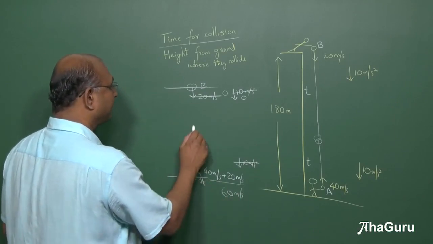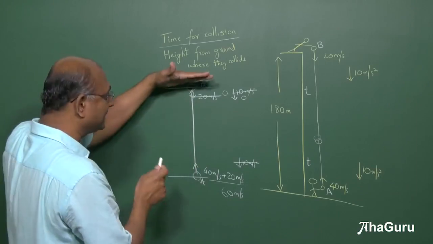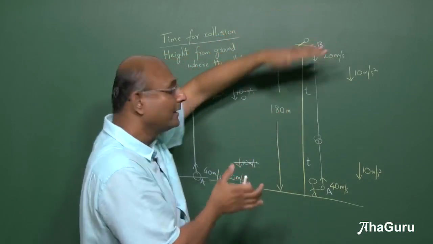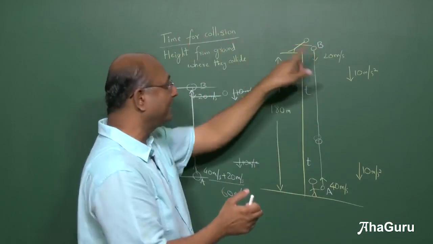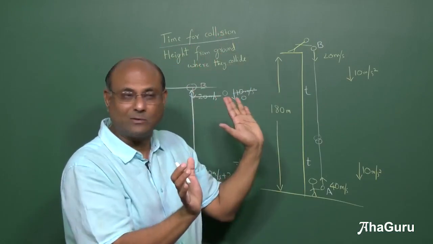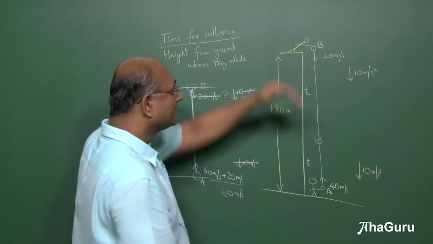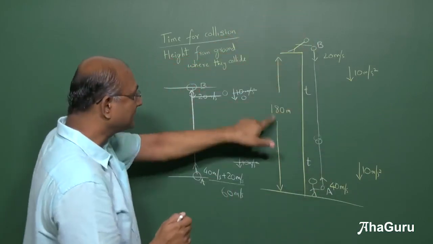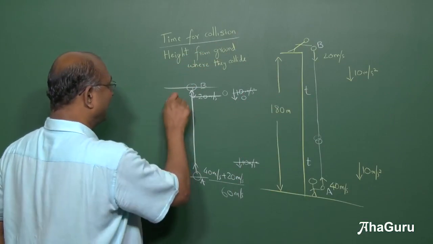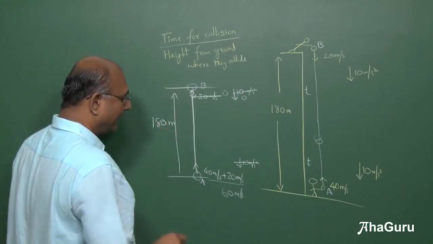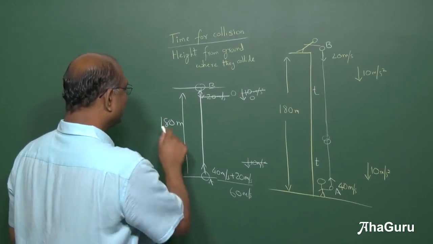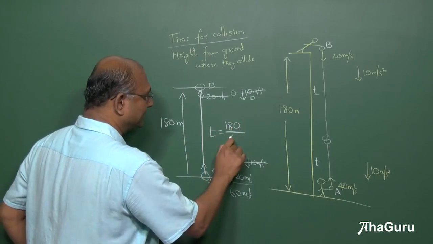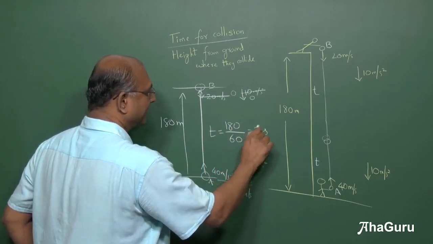So if A has to go and hit B, B says, I am not moving, I am there. A is coming up and hitting me. This building and the ground are also going up because relative to B, everybody is going up. But we don't care about the ground, we don't care about the building. Let us focus on A. Relative to B, A is just going up. How much distance does A have to cover? 180 meters. And what is the speed? 60. Therefore, the time that A will take to hit B is 180 by 60, which is 3 seconds.